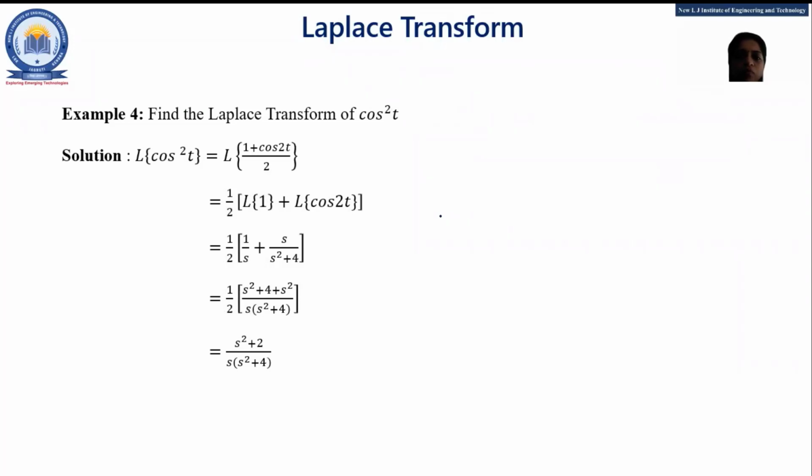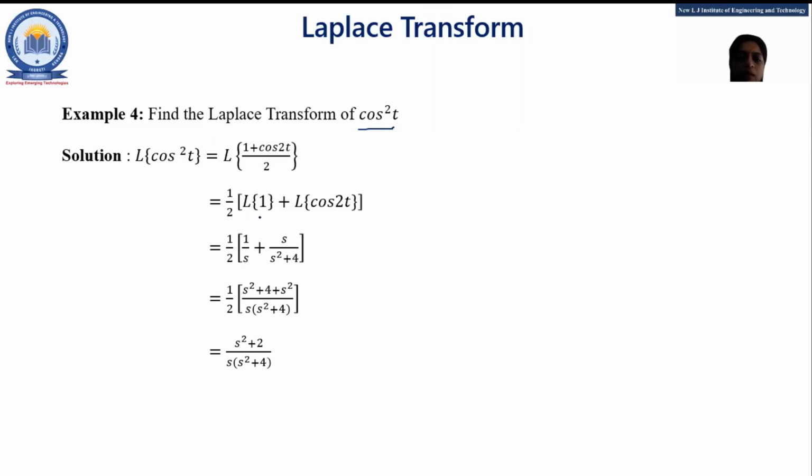So let's move on with one more example, and that is find the Laplace transform of cos square t. Okay. So Laplace of cos square t is Laplace of (1 plus cos 2t) by 2. Again, we cannot apply direct Laplace on this square. That's why we convert this cos square t into the linear form, that is (1 plus cos 2t) by 2. Again, apply the linearity property, that is 1/2 Laplace of 1 plus Laplace of cos 2t.